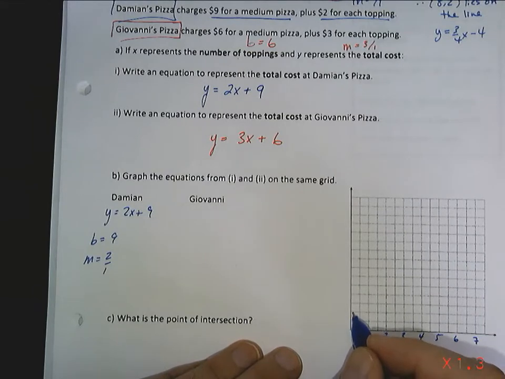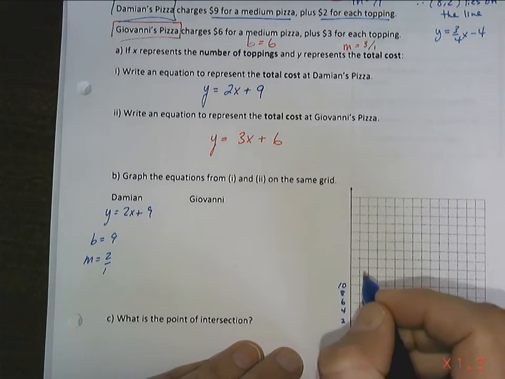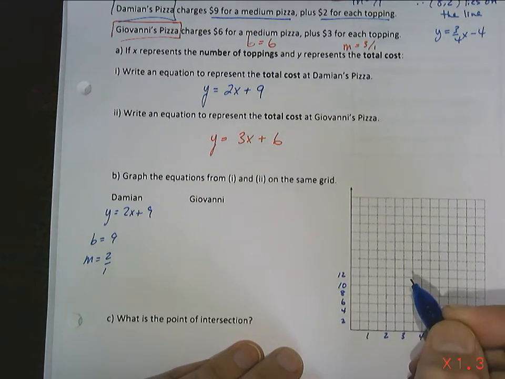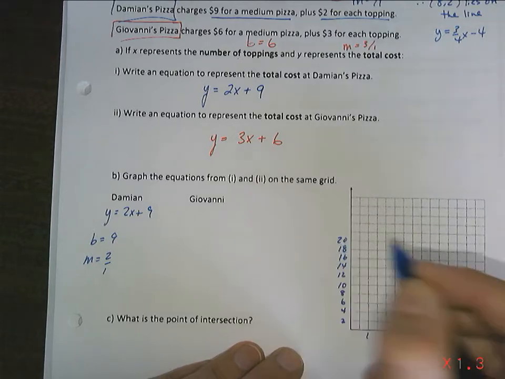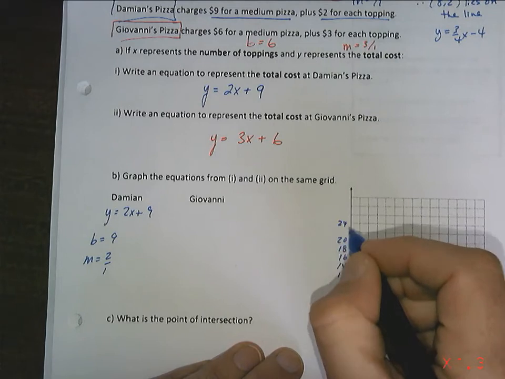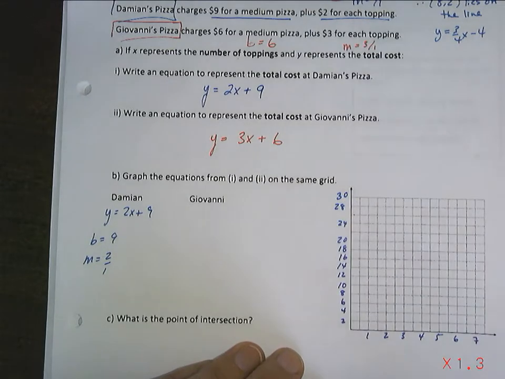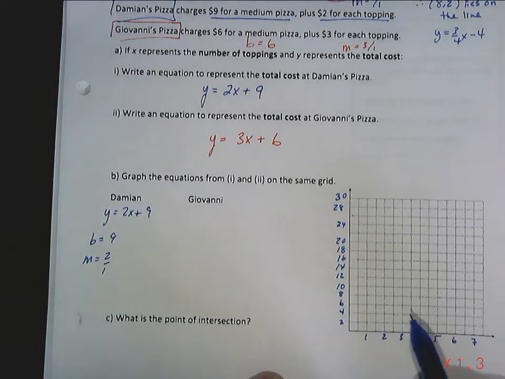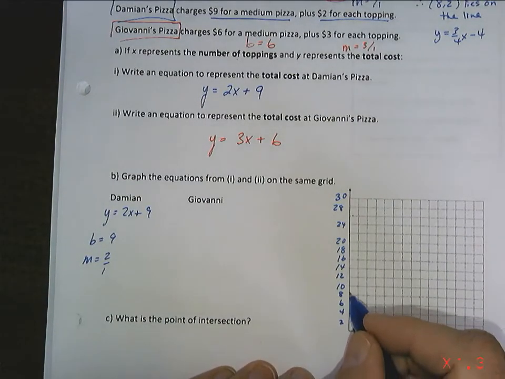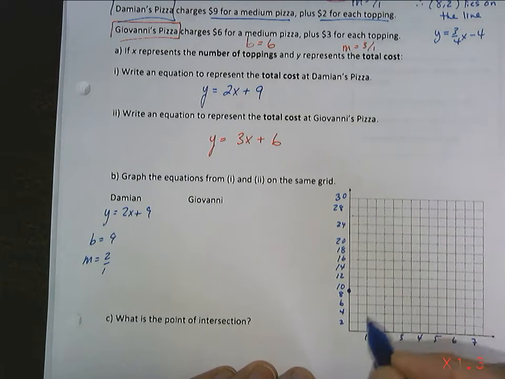So let's see, that would be 2, 4, 6, 8, 10, 12, 14, 16, 18, 20, 22, 24. I'm going to skip and just label every second one. 26, 28, and 30. So Damien, I'm going to come along and I'm going to put his B value at 9. Now that's in between 8 and 10, so it's going to be right there, right in between. So that's at 0, 9.